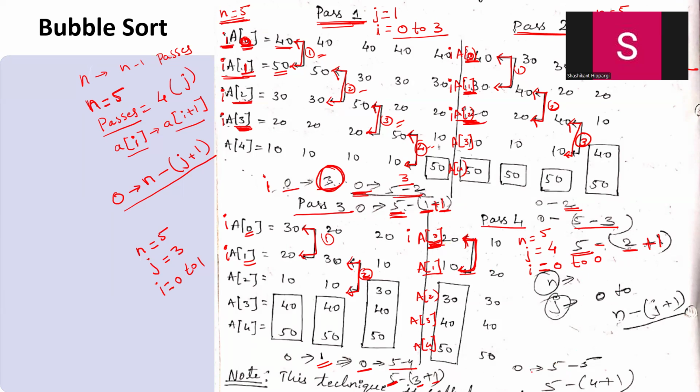How can we find it with the logic? Yes, the number of elements we have is 5. We are in the fourth pass, plus 1. So 5 minus 4 plus 1, so 5 minus 5 is nothing but 0. Only one comparison will be done here. Okay, only one comparison will be done in this case. So let us see this logic with the program.